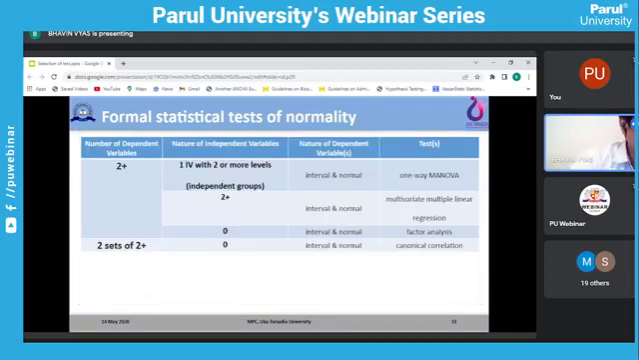If you have more than one dependent variable, two plus, and one independent variable, then you will have one-way MANOVA, multivariate analysis of variance. These are advanced statistics. Generally, during post-graduation or graduation projects, we rarely utilize this part where we have more than two dependent variables.